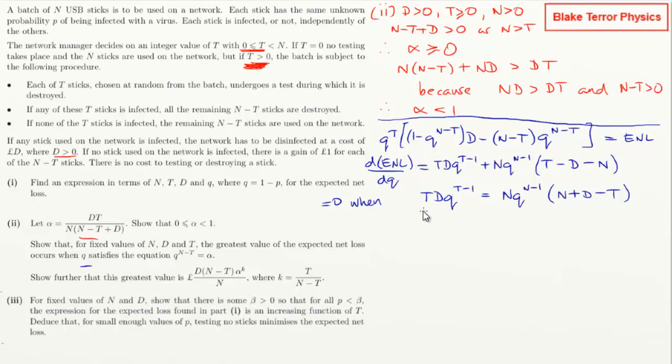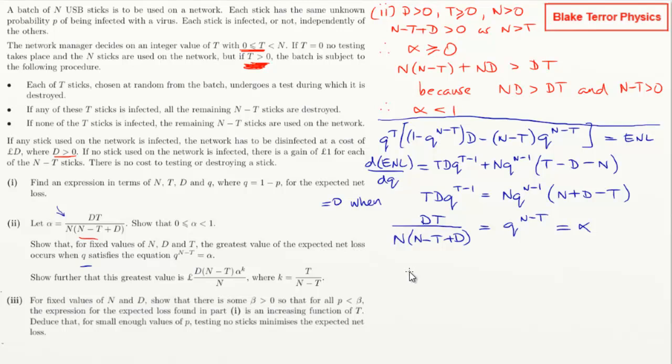There's nothing else to do, really. So that means I'm just dividing through on both sides just to make it look like alpha. Yeah, it just drops out exactly as we want. So dt over n, let's get it in the order they've written it, n minus t plus d. So that is going to be q to the n minus 1 divided by q to the t minus 1. So that's q to the n minus t, which is equal to alpha. Okay, so that was fine.